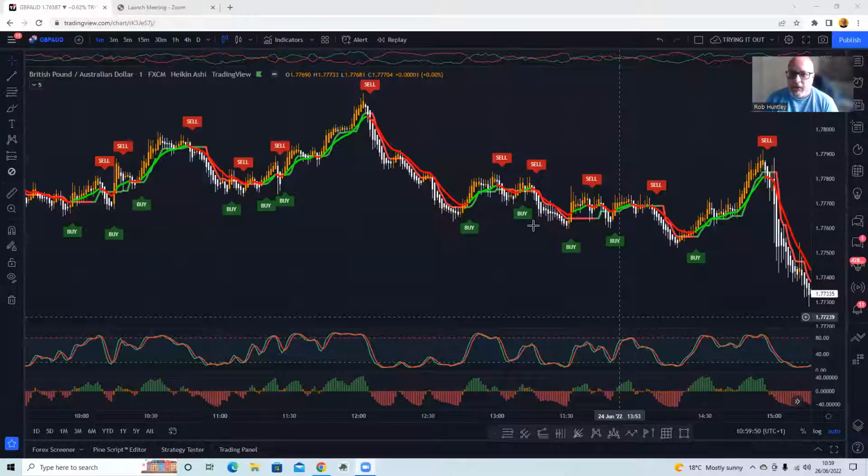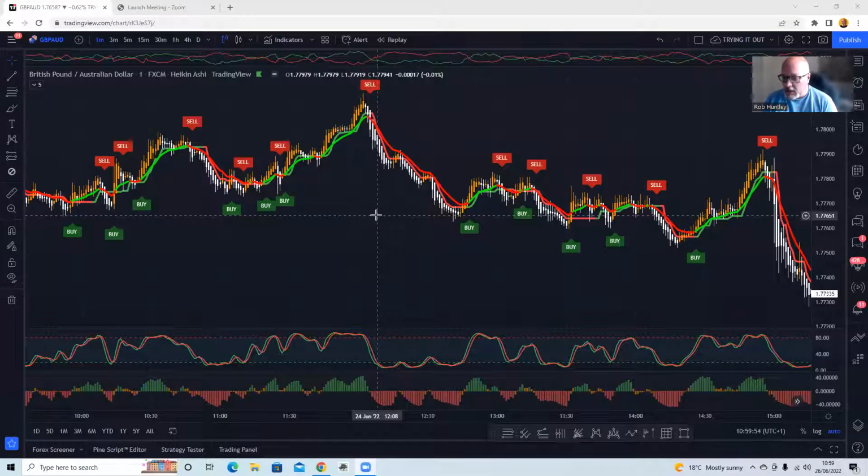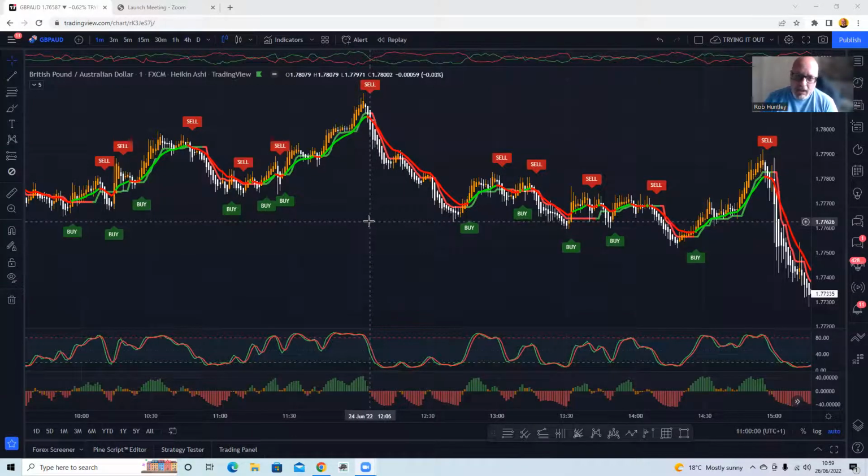So let's share screen, and hopefully you can see my chart. Now, obviously, it's Sunday, the 26th of June, so the markets are closed at the moment. But this has got 4 openly available indicators on it. If you're on the free version of TradingView, you might have to sacrifice one of those, because I think you're only allowed 3 indicators on the free version.